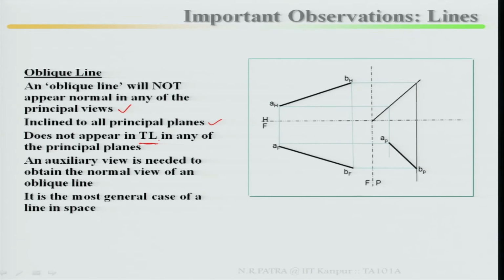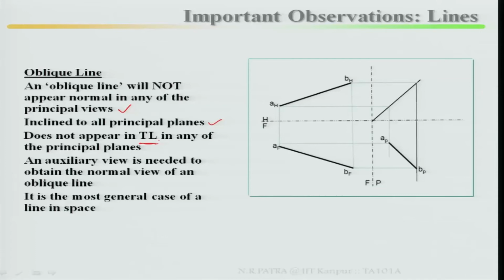Unless you get the true length, you cannot say what the length of the line in space is. So in that case, an auxiliary view is needed to obtain the normal view of an oblique line. It is the most general case of a line in space. In general, most of the lines are oblique lines.